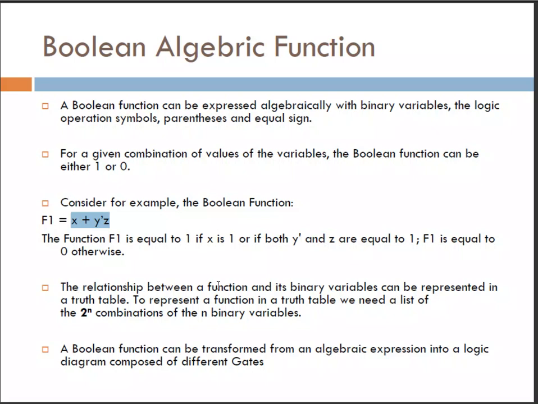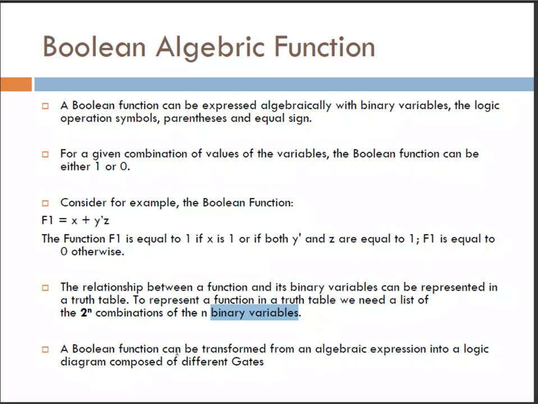The relationship between a function and its binary variables can be represented in a truth table. So we can represent the function or the expression with its binary variables in a truth table. To represent a function in a truth table, we need a list of 2 power n combinations of n binary variables. Here, simply, if we have 3 binary variables, it means that you should have 2 power 3 combinations.